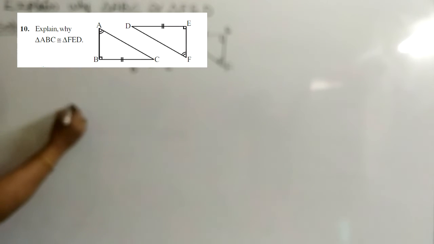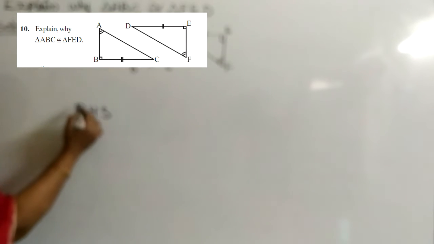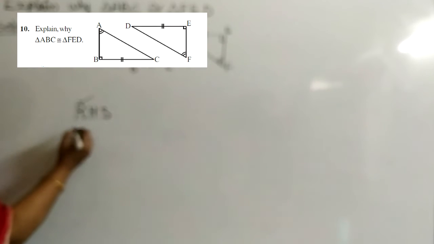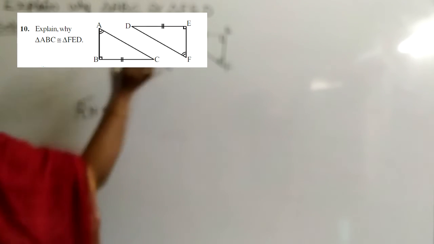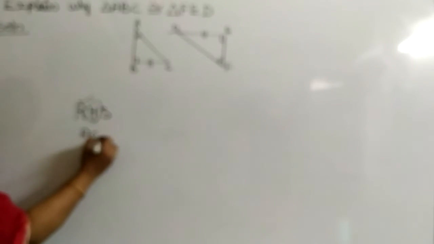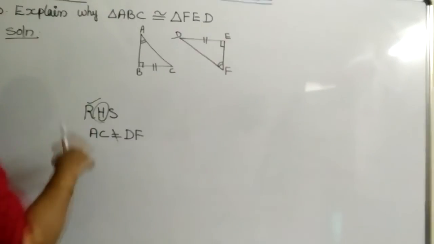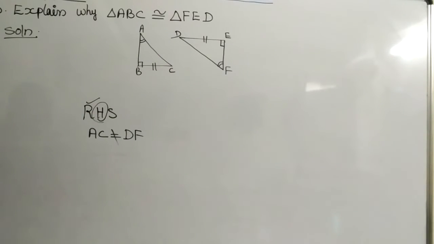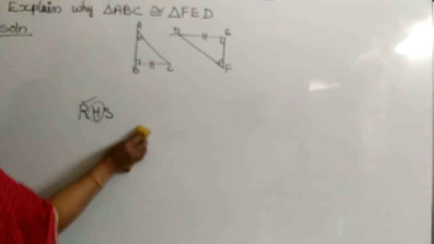This is not by RHS congruence rule, because children, while using RHS congruence rule, right angle is given here, angle B equal to angle E. And one side BC equal to same as DE, that also correct. But the hypotenuse, here the hypotenuse AC, which here the hypotenuse is DF. In the question it is not given that the hypotenuses are equal. AC is not mentioned to be equal to DF. So we cannot use RHS congruence rule.